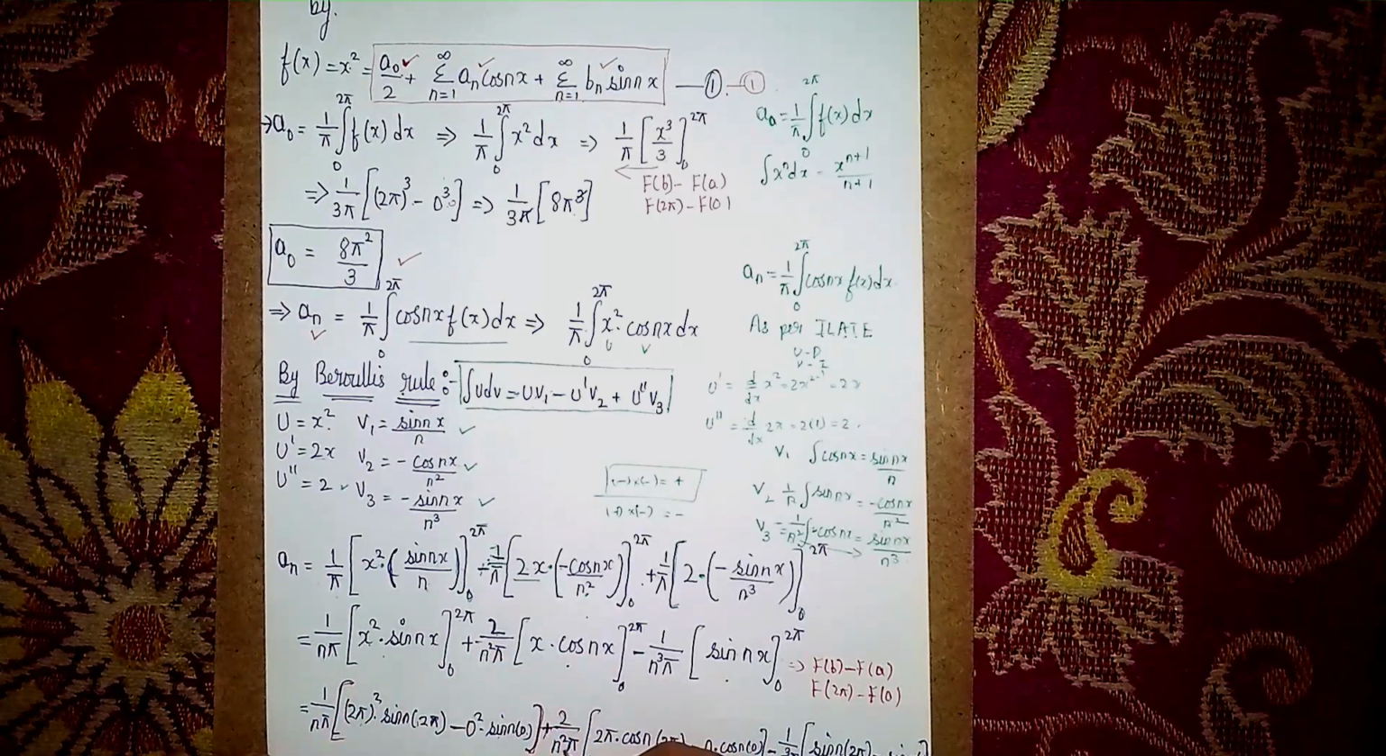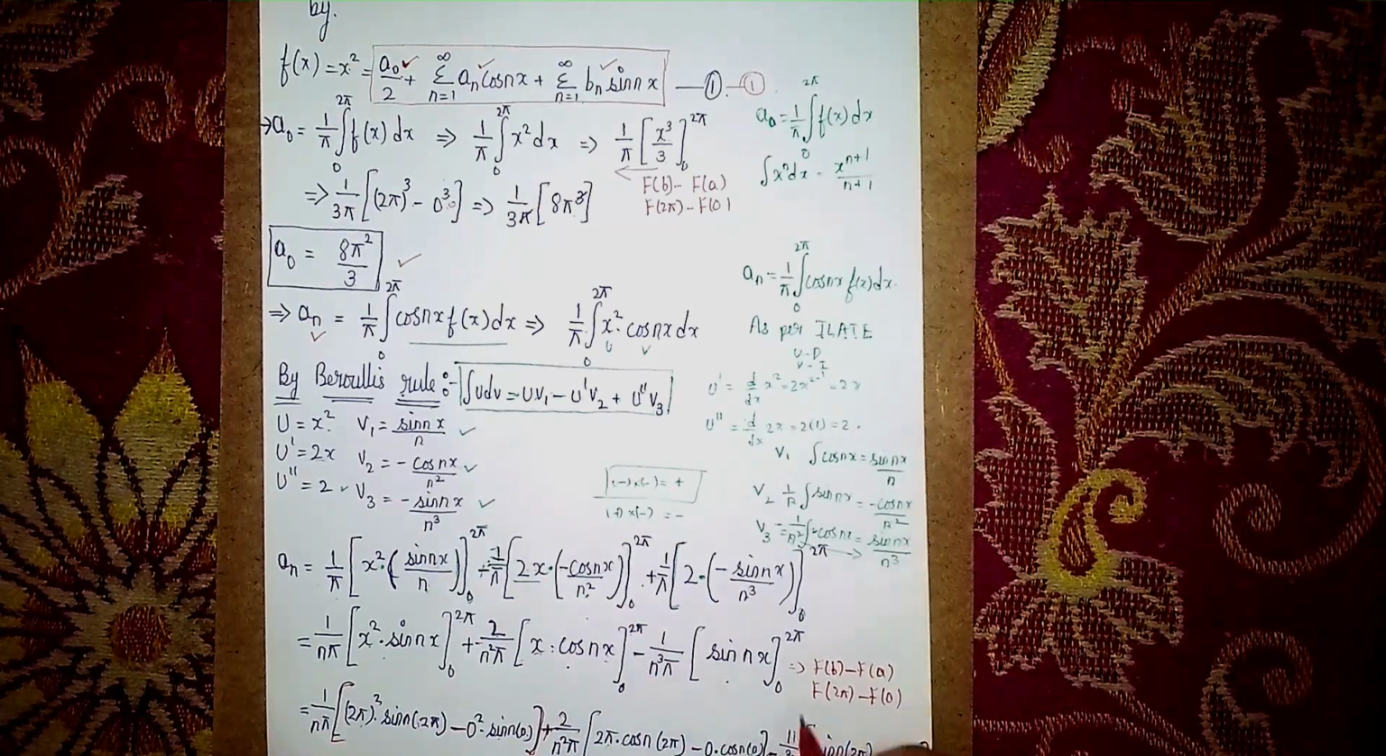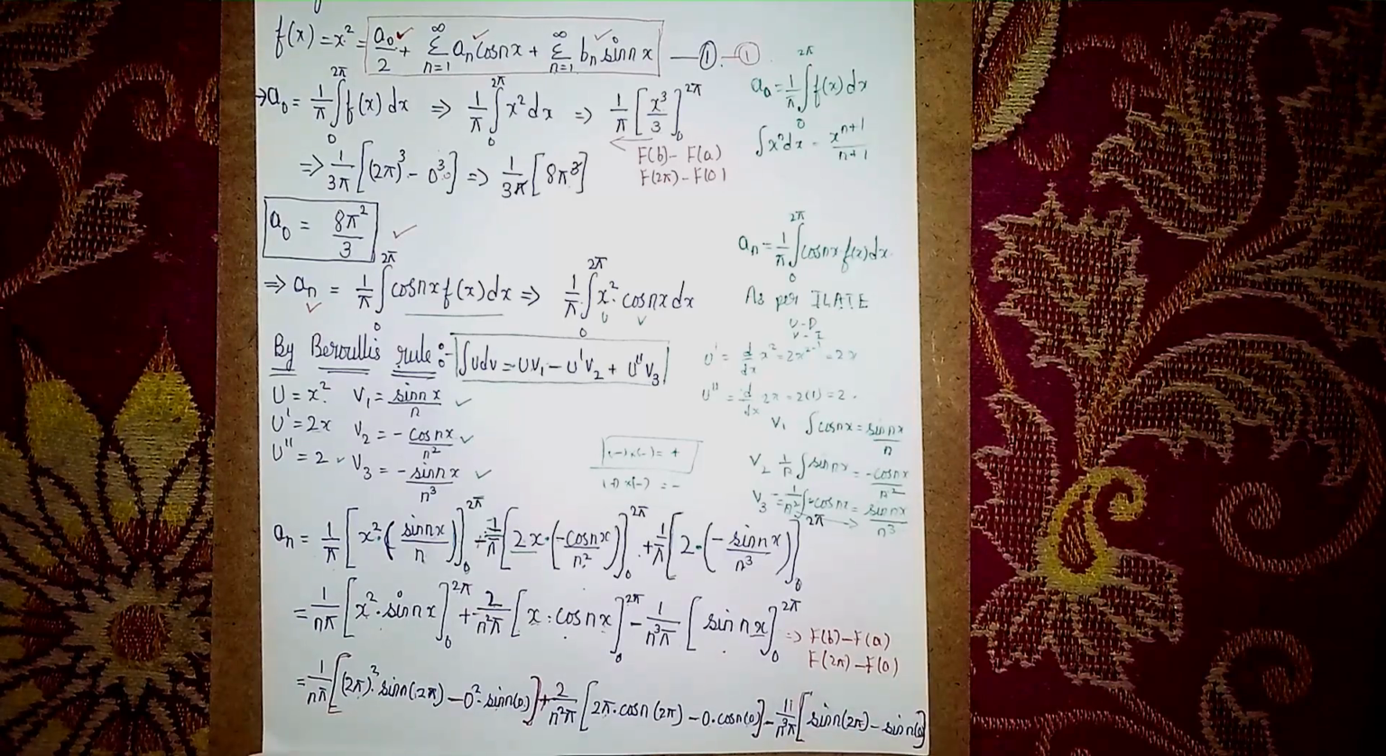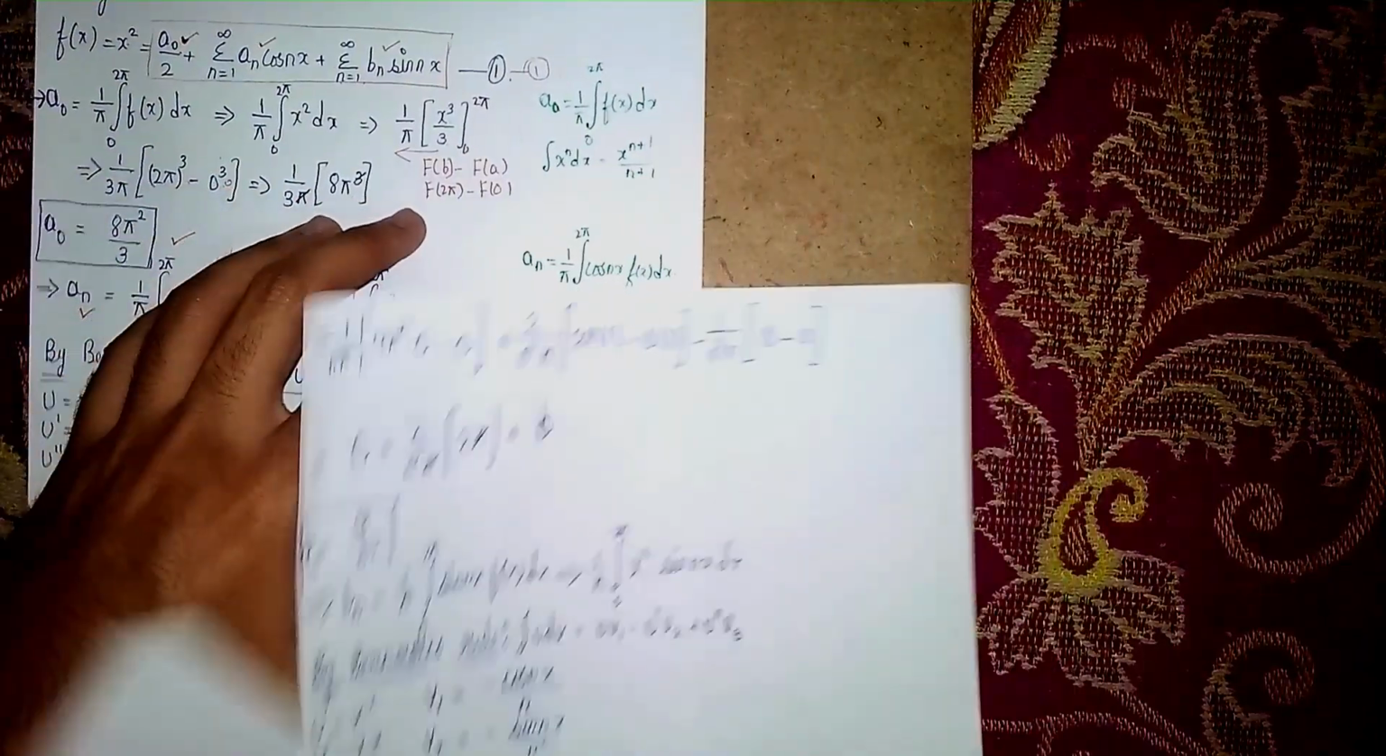then plus of 2 by n square, 2 pi, then instead of x, now 2 pi into cos n into 2 pi, then minus 0 into cos n into 0, I substitute 0 here, then close the bracket, then minus of 1 by n cube pi as it is, then open the square bracket, then sin n into 0. I'm taking the same sign, substituting here first 2 pi, minus sin into 0. Now come to this, next page I am writing.